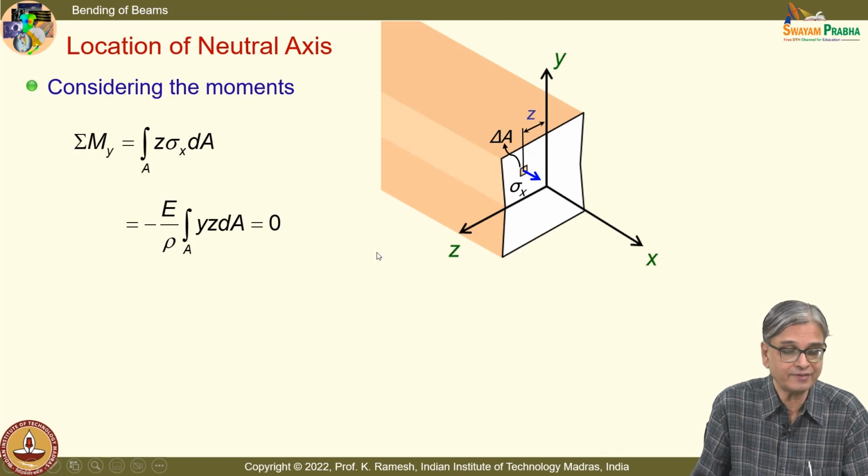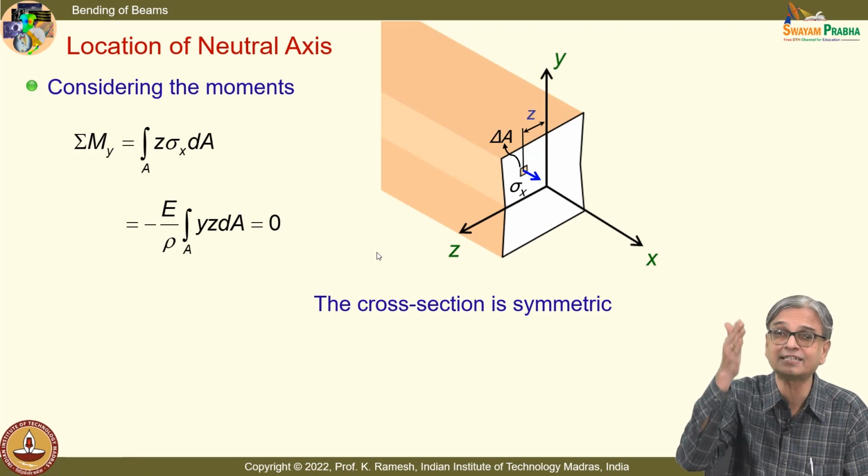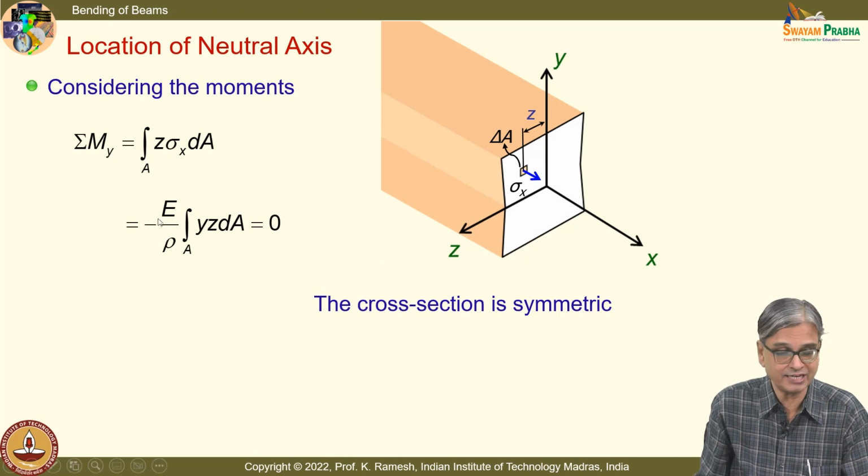So, whatever the development of beam theory, we have developed it for a cross section which has a plane of symmetry. That is very, very important. That is why this is identified.